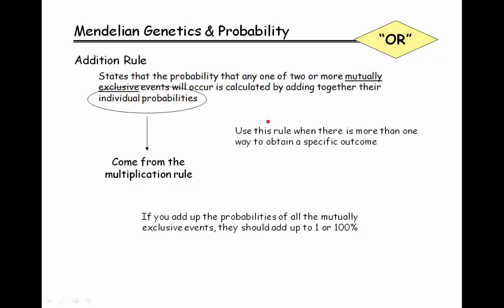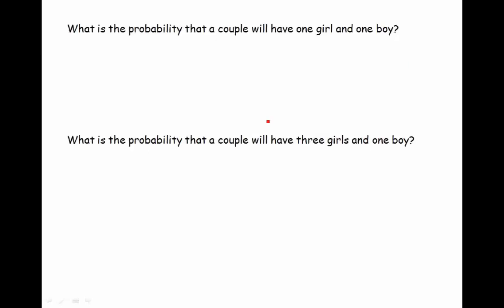So if we go through some examples, go back to our boy-girl example, and now we're saying, what is the probability that a couple will have 1 girl and 1 boy? Now, first off, this question is a little bit different from what we looked at before, because notice that there's not really any kind of order specified here. So really we're saying that we want 2 children and we want 1 girl and 1 boy. Well, if we're having 2 children, 1 girl and 1 boy, there's more than one way that that could happen.